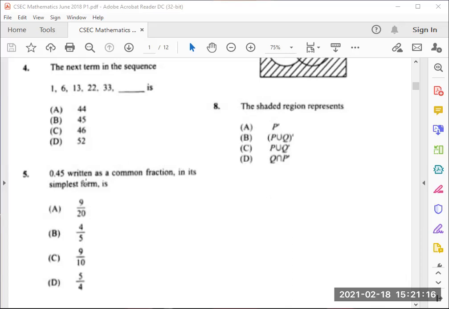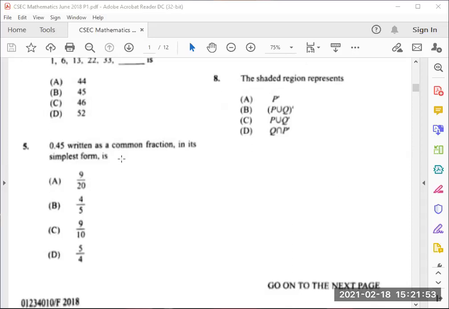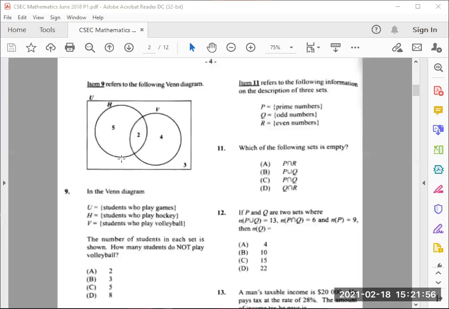The difference between 1 and 6 is 5. The difference between 6 and 13 is 7. The difference between 13 and 22 is 9. The difference between 22 and 33 is 11. So the difference between 33 and this number must be 13. So the answer is C. It's increasing by a prime number starting at 5. Okay. Next is number 5.